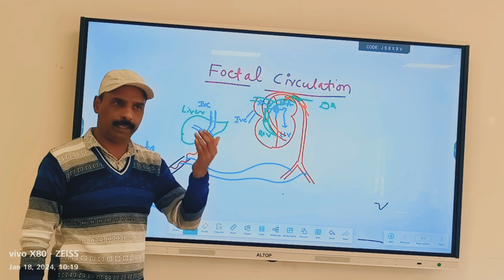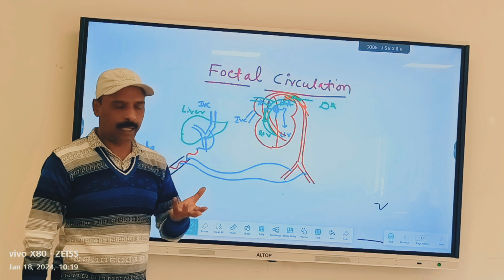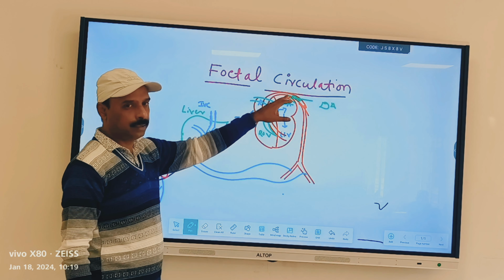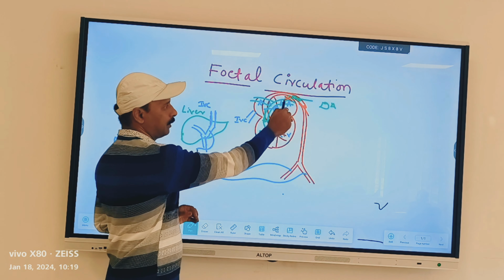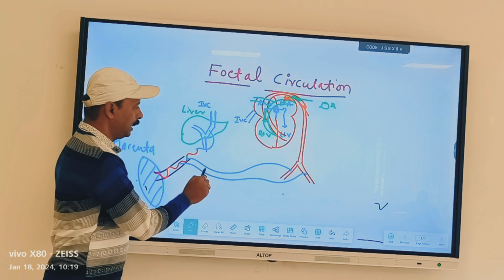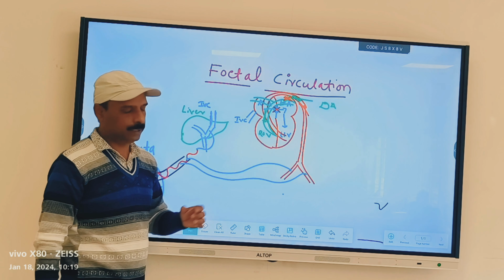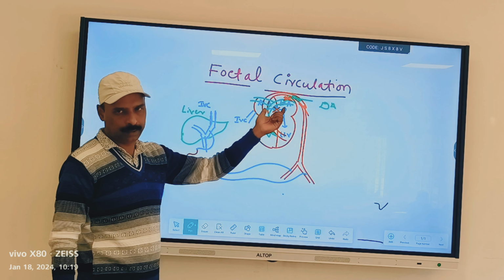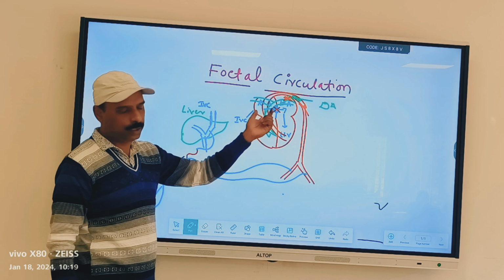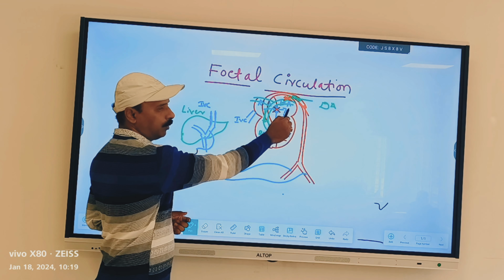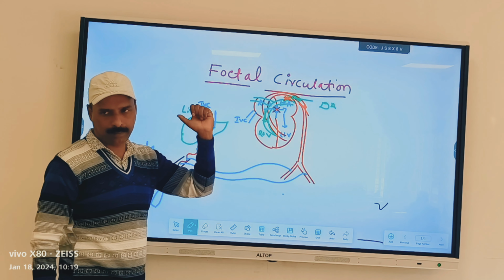When I am talking about immediately after birth, when first breathing occurs, the ductus arteriosus does not remain, it closes off. So the ductus arteriosus closing is one step. The second step is the closure of the interatrial opening, the foramen ovale, which also closes. So blood from the right atrium does not go to the left atrium, it comes to the right ventricle and is pumped to the pulmonary trunk.